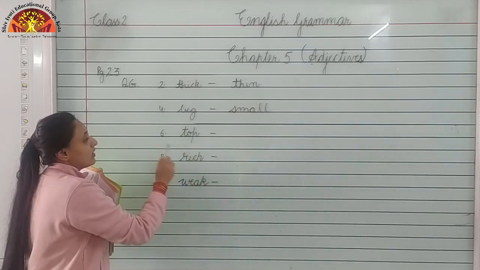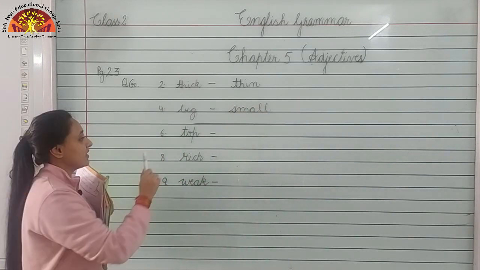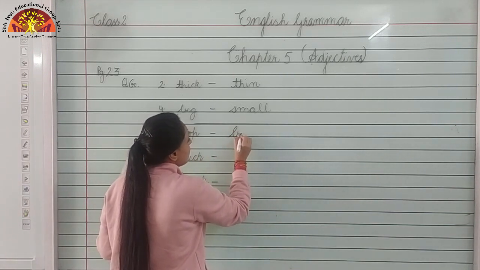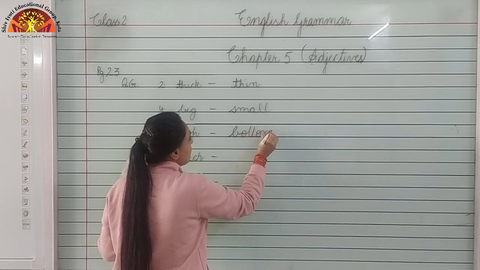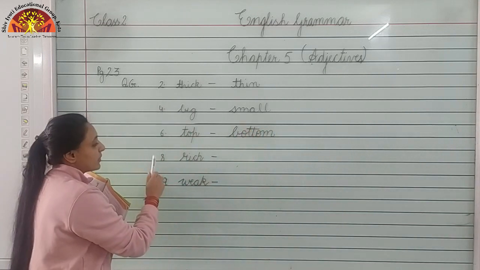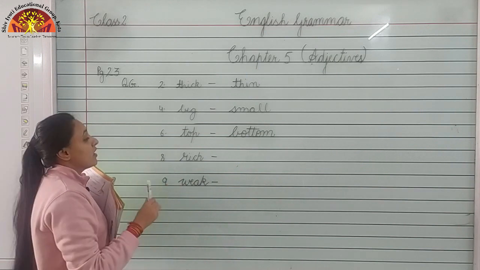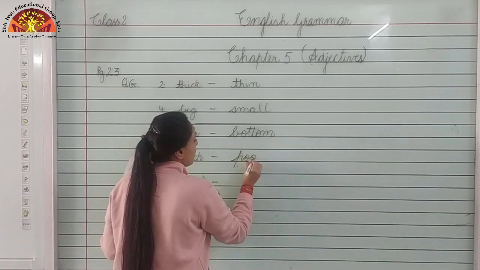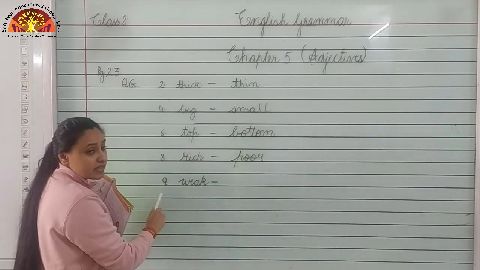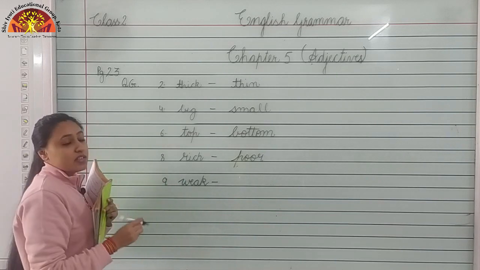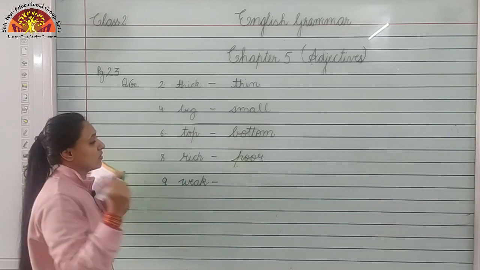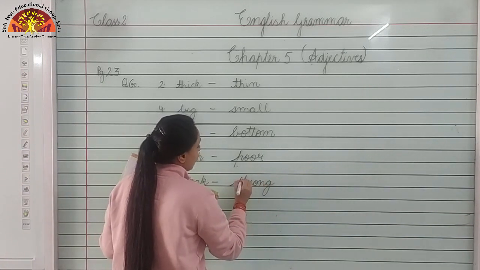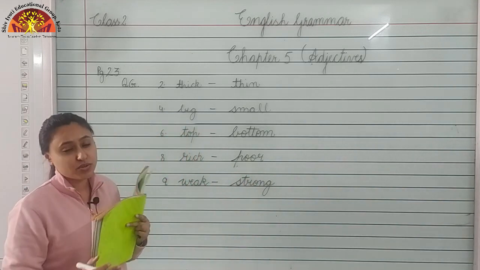S-M-A-L-L, small. Now look at number 6. The word is top. Opposite of top is bottom. Okay, B-O-T-T-O-M, bottom. Now look at number 8. Word is rich. Opposite of rich is poor. Okay, P-O-O-R, poor. Look at number 9. It is weak. So opposite of weak is strong. S-T-R-O-N-G, strong. Children, rest of the parts you will do it yourself.